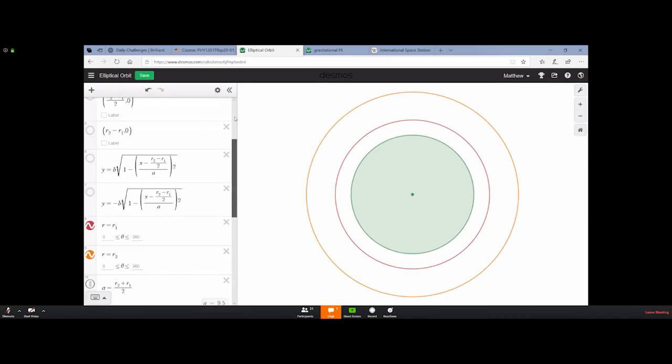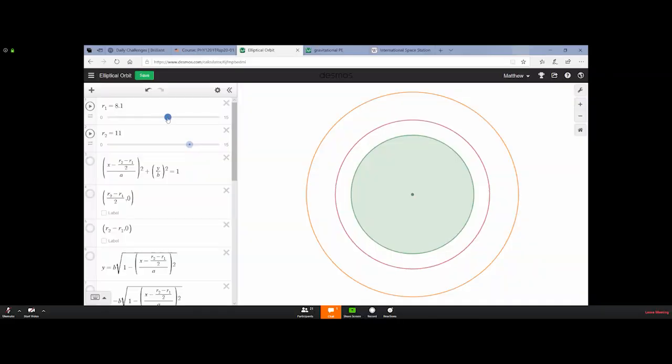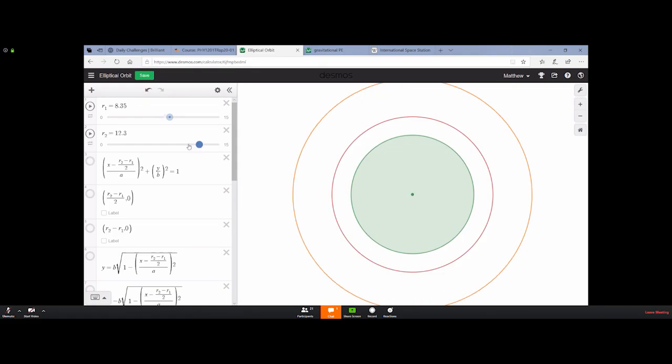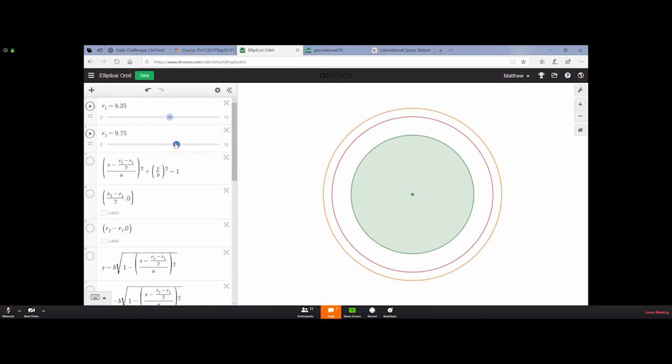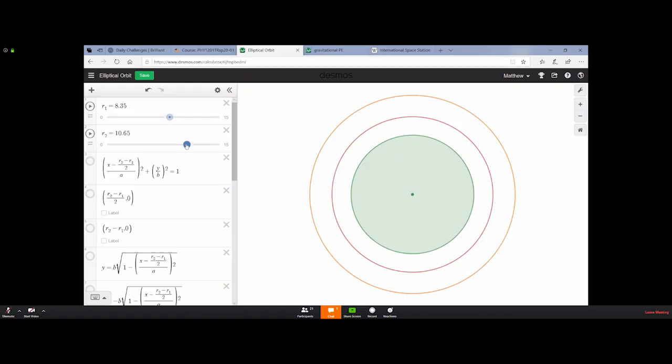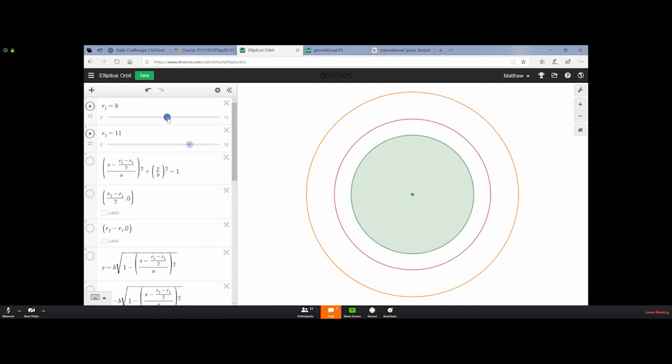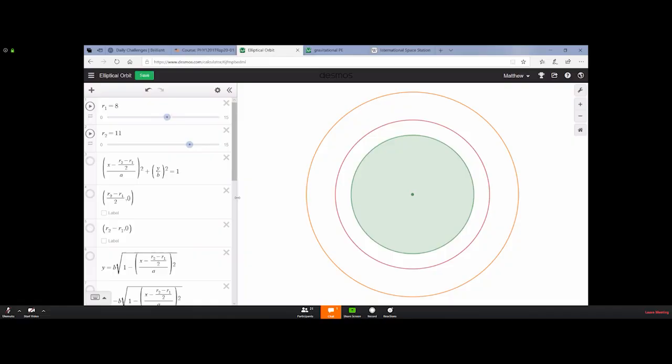And if I go up here, I can adjust these. How big do you want the inner orbit to be? How big do you want the other orbit to be? I guess you could have them switch. So I'm going to call these R1, the orbit you start in, and R2, the orbit you end up in. And you could move these around later on after we get some values on the screen.